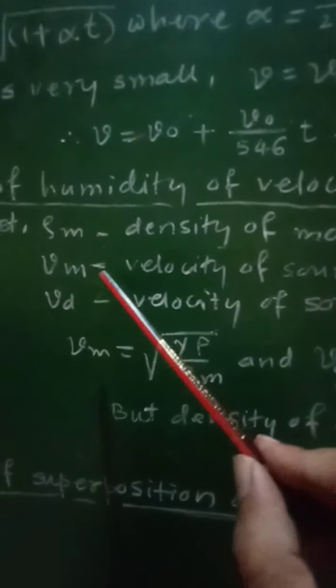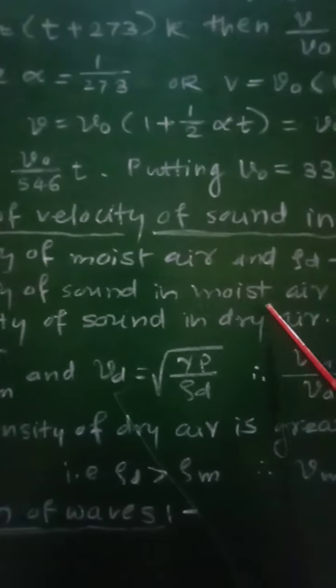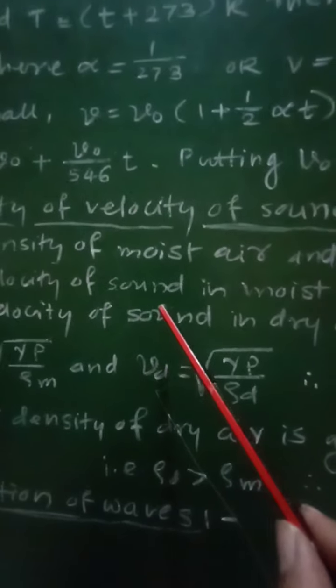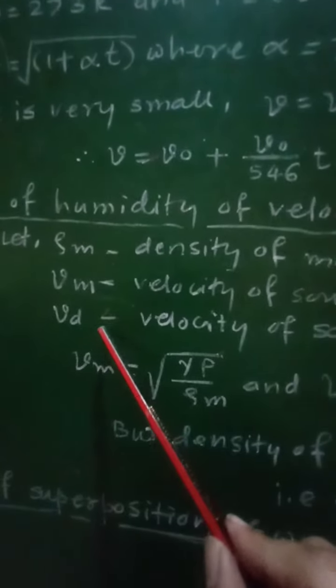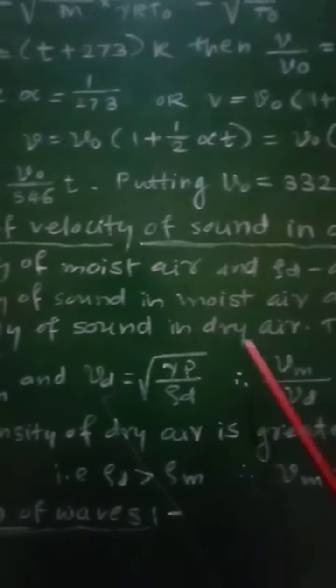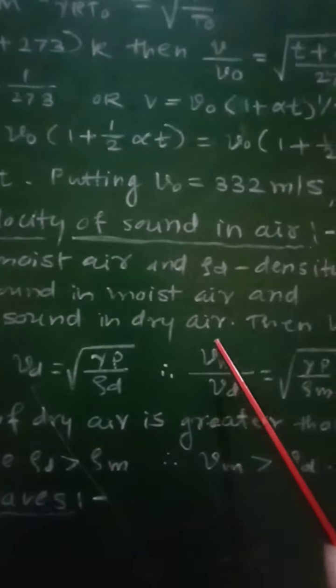Similarly, let phi m represent the velocity of sound in moist air, and phi d represent the velocity of sound in dry air.